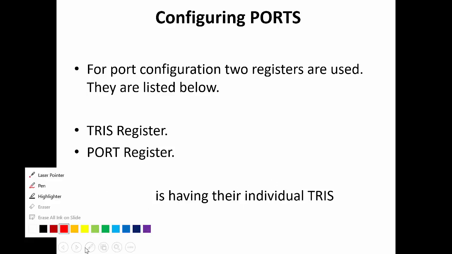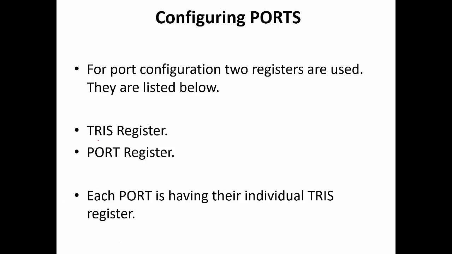As we know, there are two registers. One is called the TRIS register and another one is called the port register. Starting from port A to port E, there are totally 5 registers, and those 5 registers individually have their own TRIS registers. The purpose of the TRIS register is to assign whether a particular I/O pin can be used as input or output. So each port has its individual TRIS register.